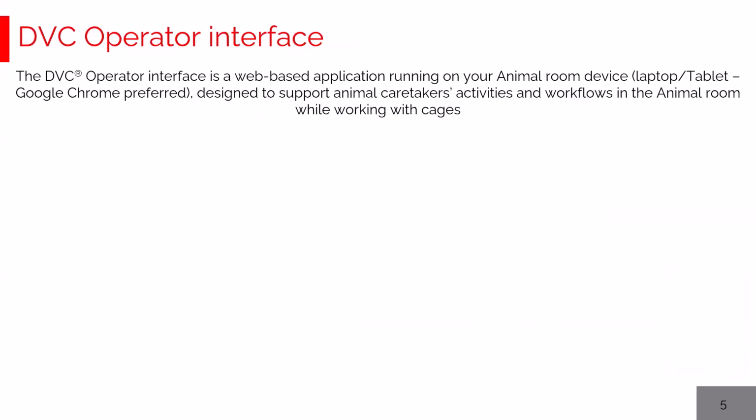What is the DVC operator interface? As said, it is a web-based application running in the animal room on your device. It could be a laptop, it could be a tablet, with the following specific requirements. We prefer, if it is possible, to run the DVC operator interface using Google Chrome as a browser. This is our software interface designed to fully support any kind of activities and workflow in the animal room while working with DVC cages.